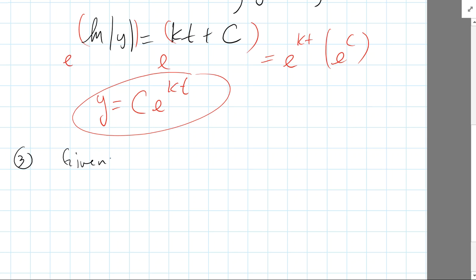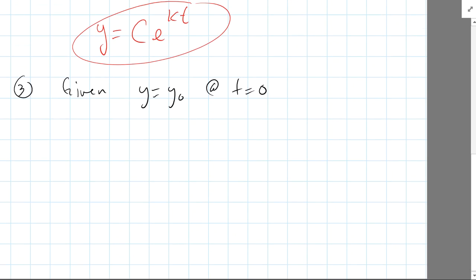You're given that y is y naught at time equals 0. I'm just doing a generic one. So they'll give you an initial condition, and then we'll plug it in. So we'll say y naught is equal to c e to the 0 power, because why not? It makes it go to 1. Does that mean that y naught is equal to c?